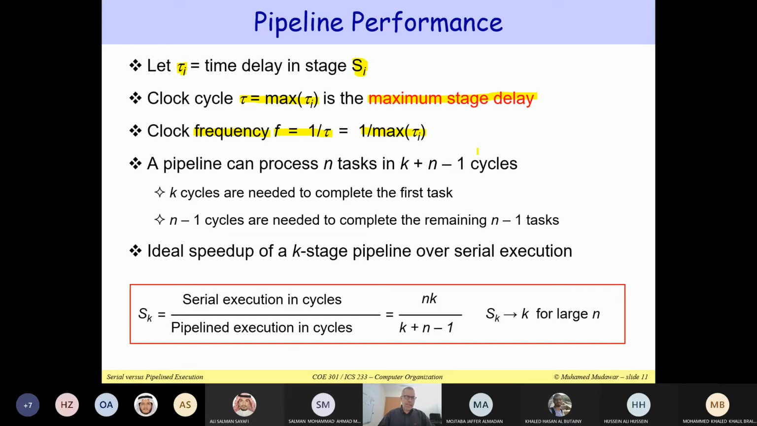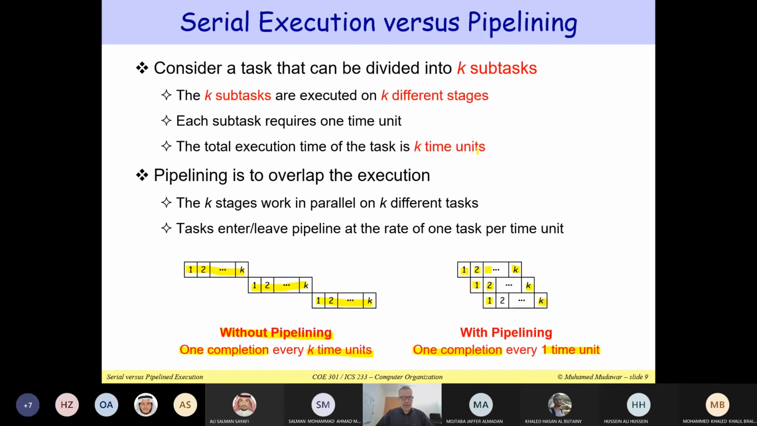If I would like to look at the difference, let us take a look at this slide. If you have n tasks, or n instructions, so here my task is the instruction, and we have k stages in the pipeline. If I don't use pipelining, if I use serial execution, and you have n of these tasks, and each one has to go through k stages, what will be the duration?